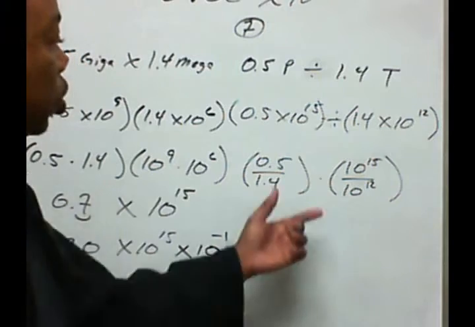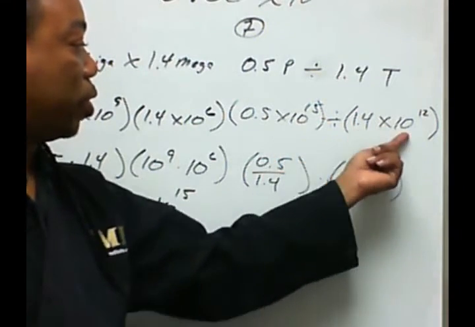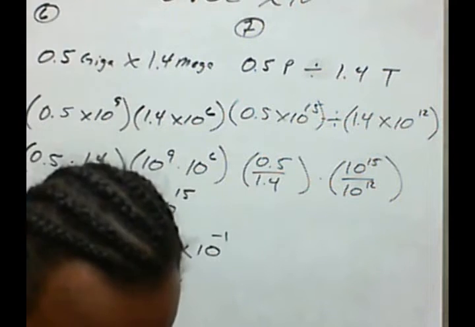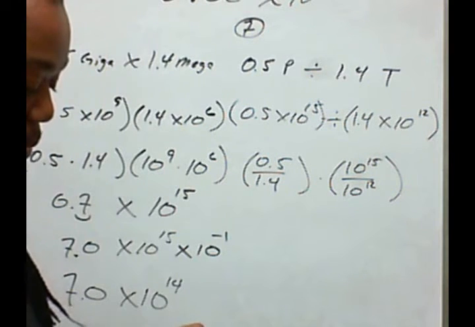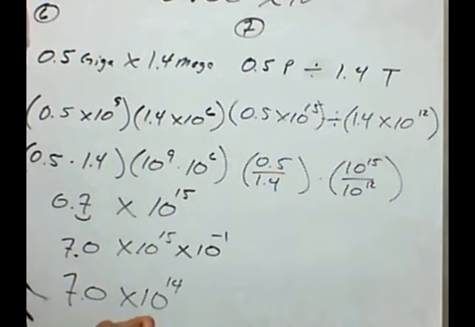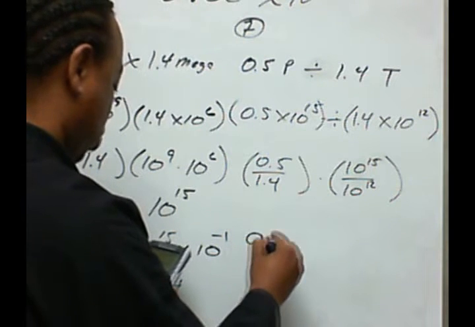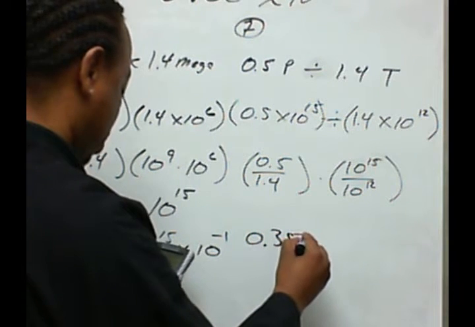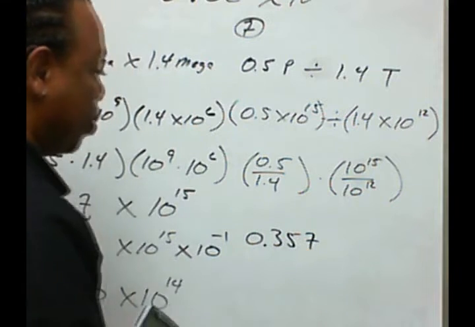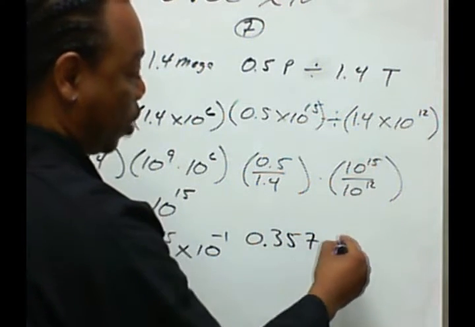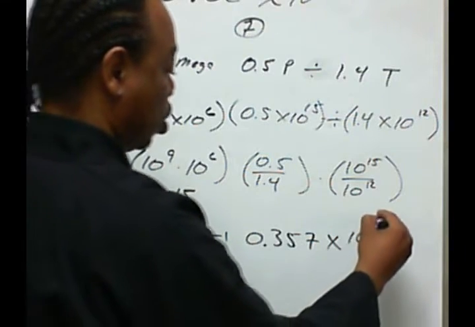Okay. So I combine these using division. So all these are dividing. So 0.5 divided by 1.4. And that has lots of decimals. So 0.357. Let's stop there. And over here, 10 to the 15th divided by 10 to the 12th. I'll subtract the exponents, and I get 10 to the 3rd power.